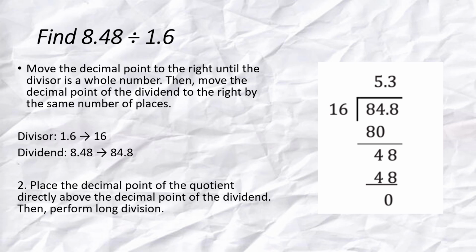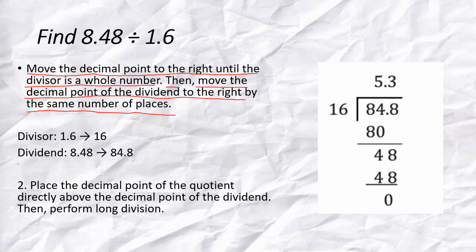What if our divisor has a decimal point as well? Take note of the following rules. First, you have to move the decimal point to the right until the divisor is a whole number. Then, move the decimal point of your dividend as well to the right by the same number of places that you moved in your divisor.